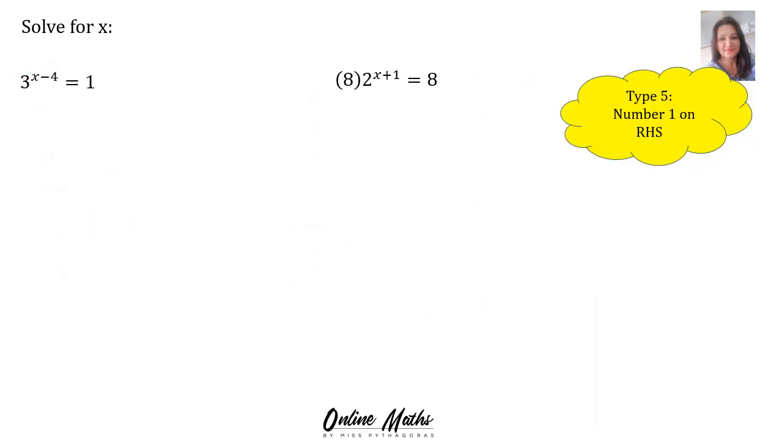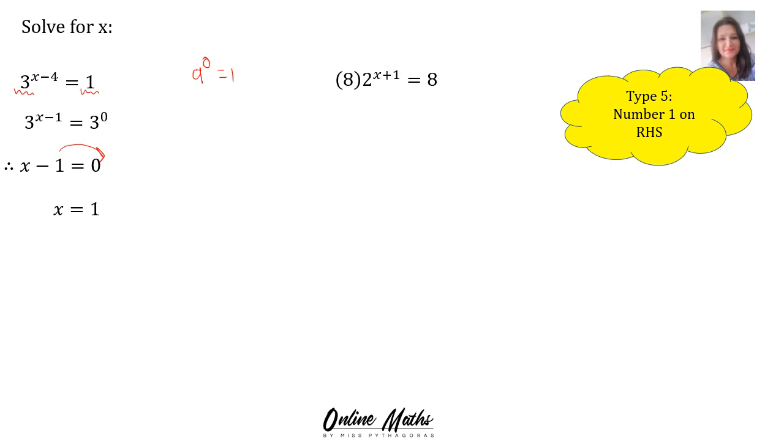Type 5. Now there's the number 1 on the right-hand side. So if you look at my sum, there you can see there's the number 1. So there's a law that says anything to the 0 is 1. Now anything in this case will be 3, since what's on the left-hand side is a 3. So we change that 1 into 3 to the 0. And then bases are the same, therefore we equate exponents. X minus 1 is 0, and then when you solve x, the 1 will go across and x is equal to 1.